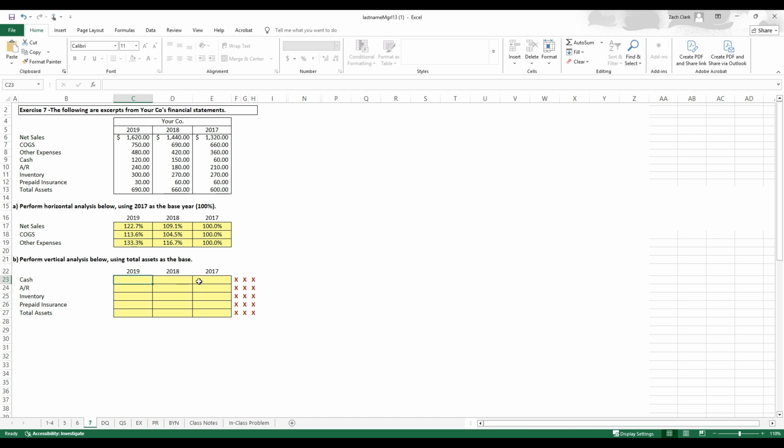Okay, as far as vertical analysis goes, we can do something really similar. We're going to be using total assets as our base here. And so total assets is typically always the base when we're looking at vertical analysis types, when we're looking at balance sheet vertical analysis. So we're going to want to do something the same here because everything is divided by total assets. So again, we want those dollar signs in there, locking total assets as our base.